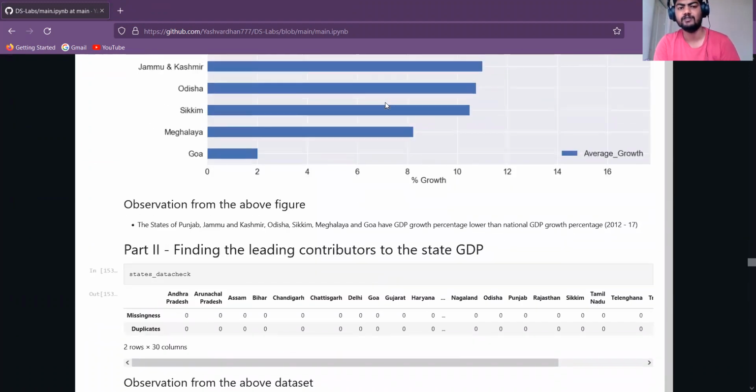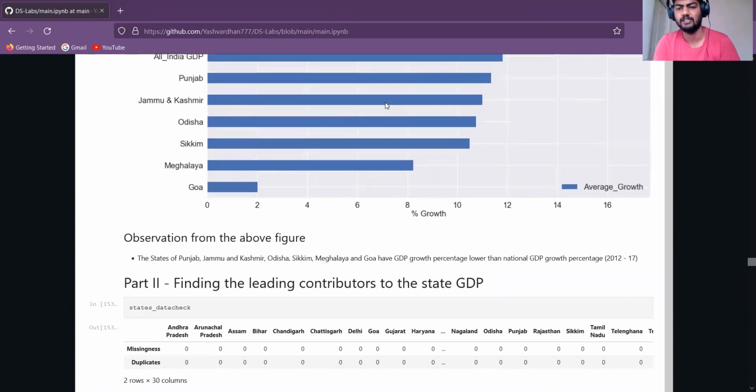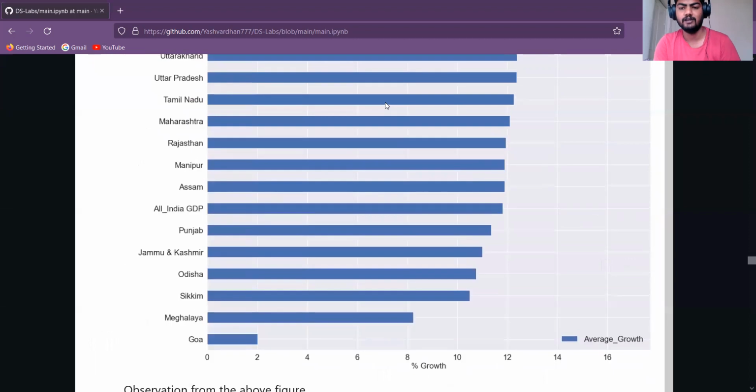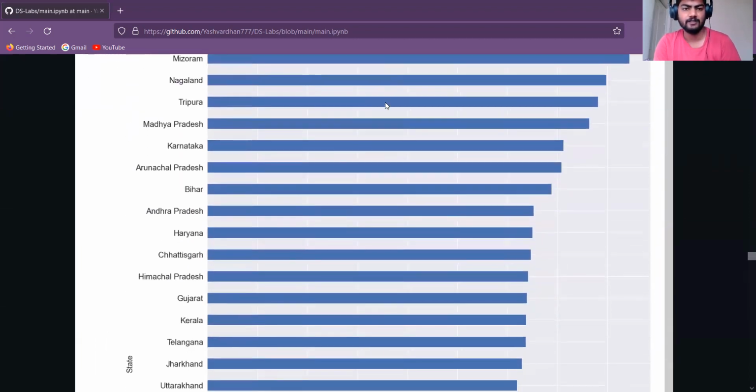From the above bar chart, it is quite clear that the states Punjab, Jammu Kashmir, Odisha, Sikkim, Meghalaya, and Goa have a GDP growth percentage lower than the national GDP growth for the year 2012 to 2017. From the bar chart, it is quite clear.